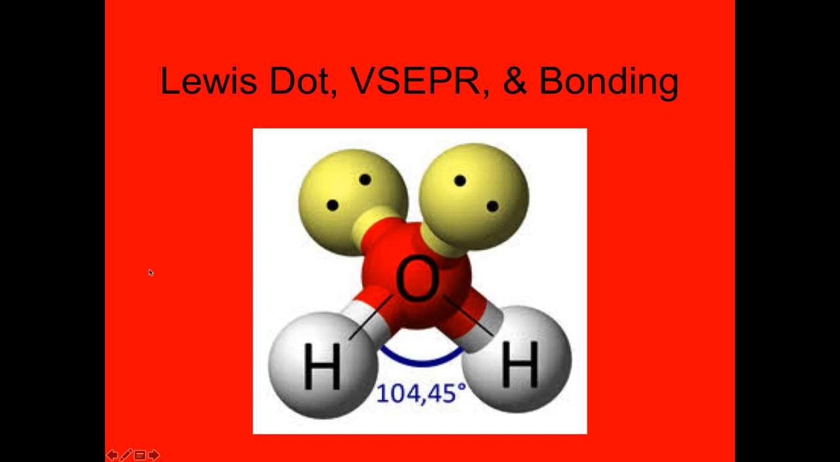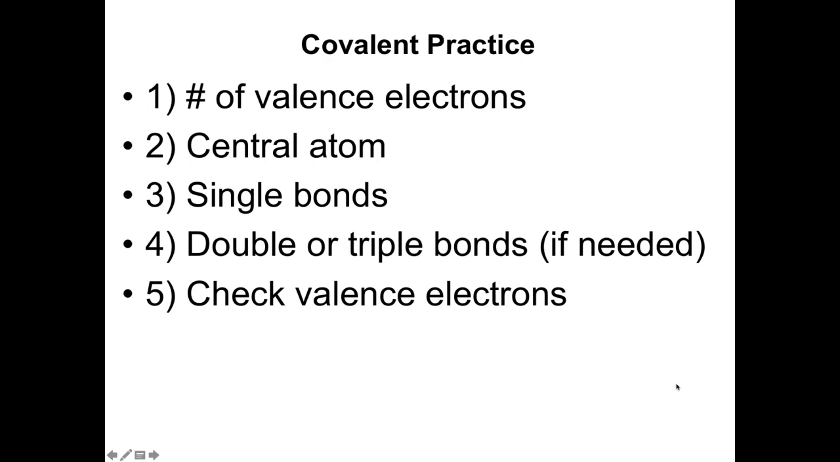I'll actually cover this in class because I think it's good to demonstrate this on the board. So this part I'm going to go through a little bit quicker, and then we'll cover this one in class. So number one, when it comes to covalent practice, you always want to make sure to have your number of valence electrons accounted for. It's important to recognize what your central atom is. It's important to do single bonds first, and then double or triple if needed, and then you always check the valence electrons.